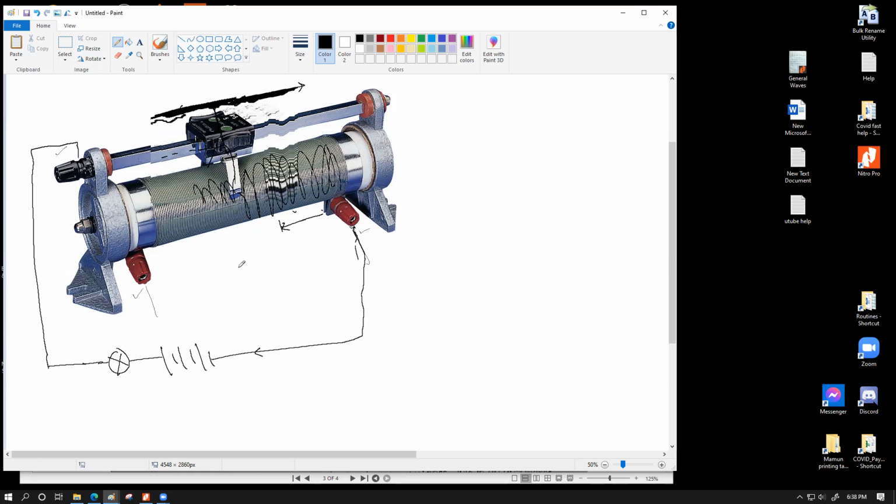Yes, sir. So the effective resistance of the circuit will increase, so the brightness of the bulb will decrease, and vice versa.